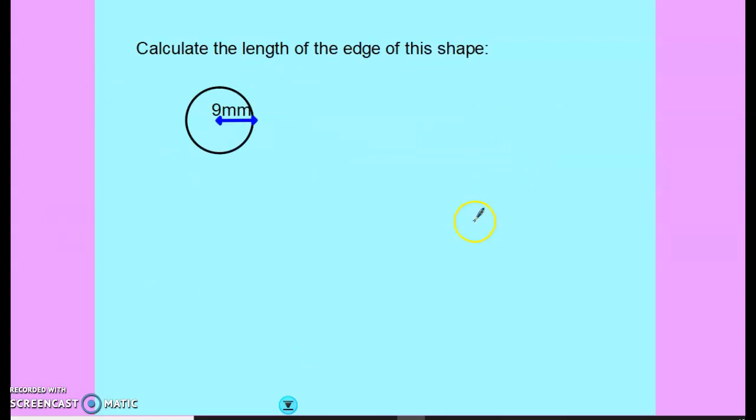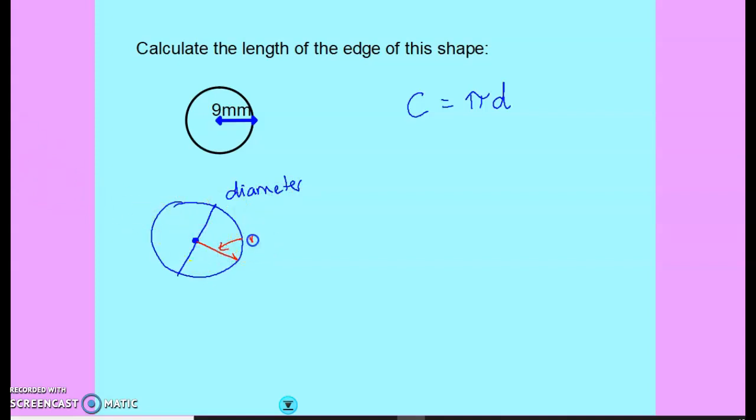Circumference of a circle, or the perimeter of the circle, is given by the formula C equals pi d. Just as a quick reminder, if we've got a circle, any line that goes from one edge to the other through the centre is called the diameter. Any line that goes from the centre to the edge of the circle is called the radius, and the radius is half the diameter.